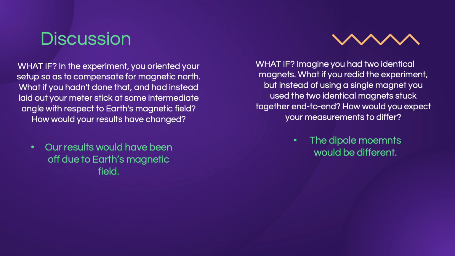And then for the second discussion question, what if you had two identical magnets and you redid the experiment, but instead of using a single magnet, you used two identical magnets stuck together end to end? Then the dipole moments would be different. It would be like using a stronger magnet in this experiment, but then repeating it over. The values would be similar. The results would just change because the dipole moment would be different.